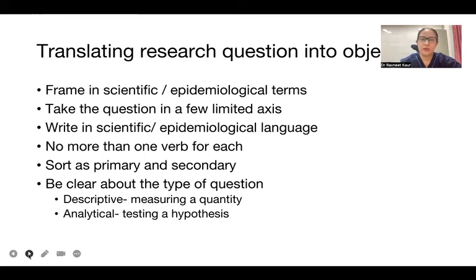After your research problem is translated into a research question, that research question is now translated into objective. It should be framed and written in scientific and epidemiological terms. You take the question in a few limited axes, and no more than one verb for each objective shall be used. The objectives can be sorted into primary and secondary. And you have to be clear regarding the type of question. Whether it is a descriptive question where you will be measuring a quantity, or an analytical one where a hypothesis is being tested.